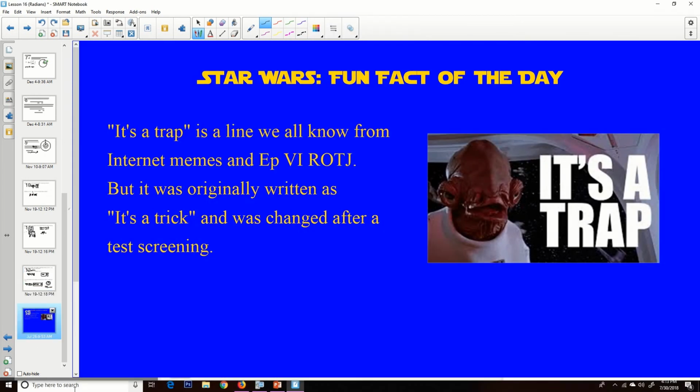So it's the super Star Wars fun fact of the day. It's a trap is a line we all know from internet memes, and it does come from episode 6, Return of the Jedi. But in the original script, it was written as it's a trick, but it was changed after a test screening to it's a trap because it's a trick didn't play well.